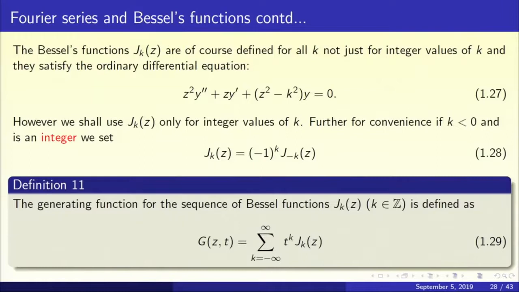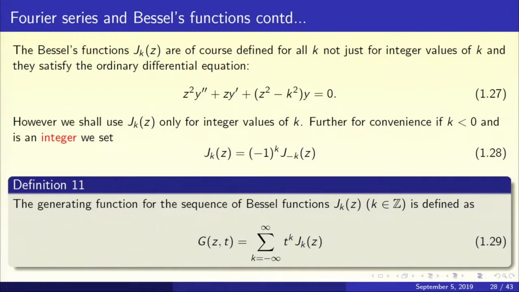Now, the Bessel's functions are defined for all k, not just for integers, and you can easily check that the Bessel's functions satisfy this second order ordinary differential equation: z squared y double prime plus z y prime plus (z squared minus k squared) y equals 0. And when k is a negative integer, we shall make a convention that J_k(z) equals (-1)^k times J_(-k)(z), equation 1.28 that you see on the slide.